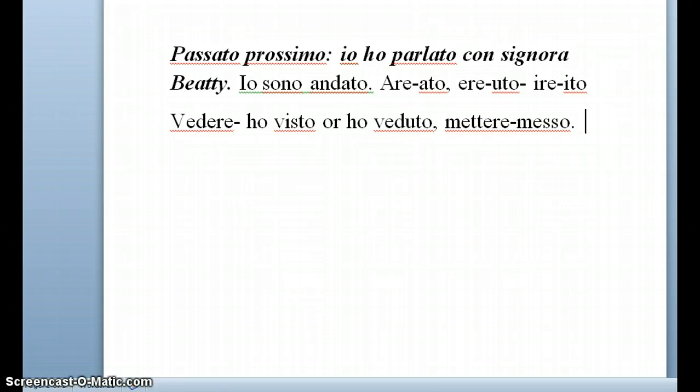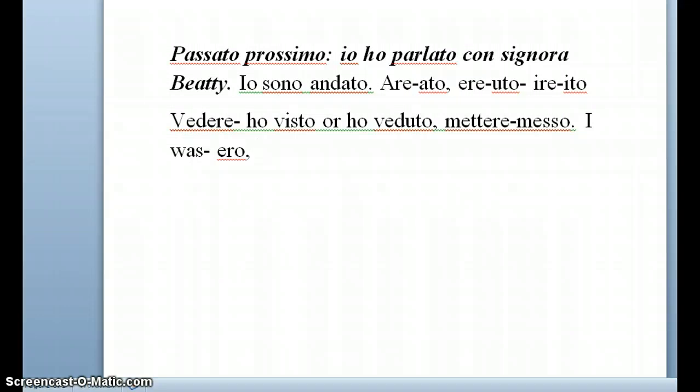Now, passato prossimo is very important, and it should be one of the first grammatical things you ever learn in Italian, because you have to understand how to say something in the past before you can continue. But there's also a little contradiction in here, because if I was to say I was, I'm going to use the imperfetto instead. I'm going to use ero. Just because when I am something, I am the state of being. I continually be that thing.